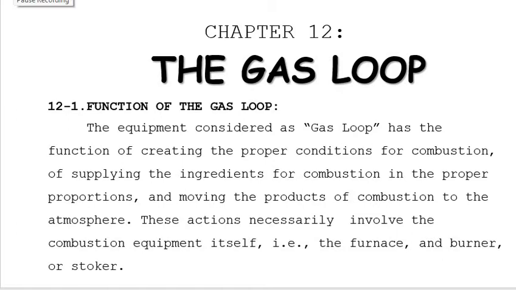The equipment considered as the gas loop has the function of creating the proper conditions for combustion, of supplying the ingredients for combustion in proper proportions, and of moving the products of combustion to the atmosphere. These actions necessarily involve the combustion equipment itself, for example the furnace and burner or stoker. So we just have to keep in mind that the gas loop has the function of creating proper conditions for combustion.